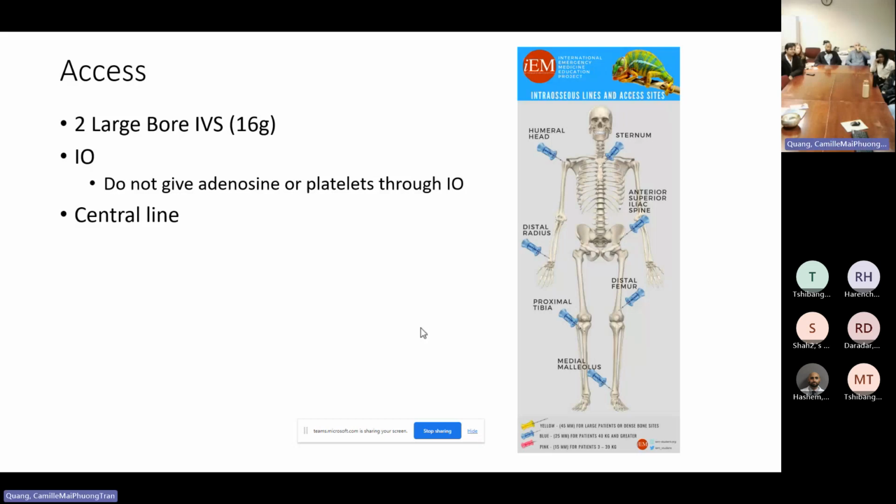You can get the feedback. You feel it. You can get compartment syndrome from this. You can break the tibia from this as well. And then you can cause some infiltration issues if the end of the needle is not in the bone. Typically, these are short-term things. So you put in an IO, you stabilize the patient, and then you take out the IO.